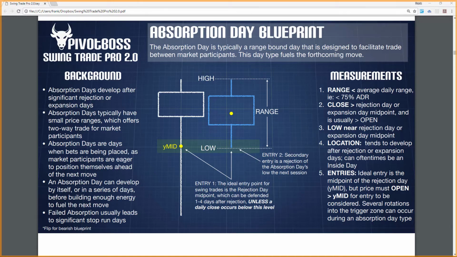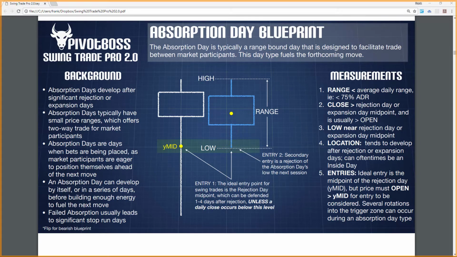Now, the close of the rejection day or the expansion day is usually above the open. So the close is usually above the open. Here's the open price here. It drops down into the absorption zone, and then it pushes back up to close a little higher. Now, that's not always the case, but it's usually the case. You need price to open above the mid in order for there to be an entry opportunity, and then in most cases you'd like for price to close above the open as well.